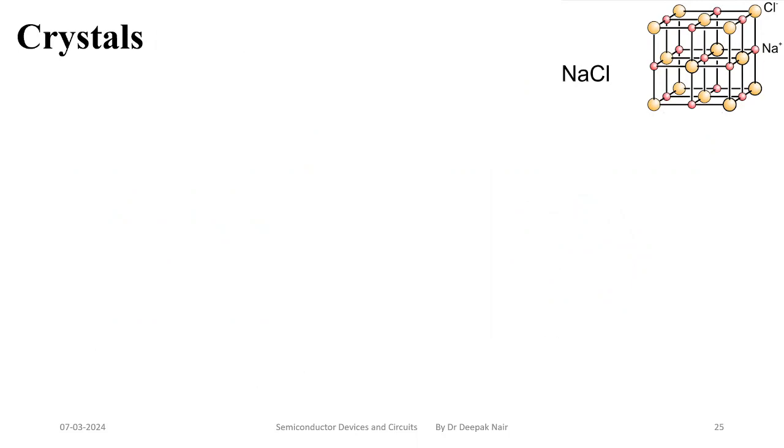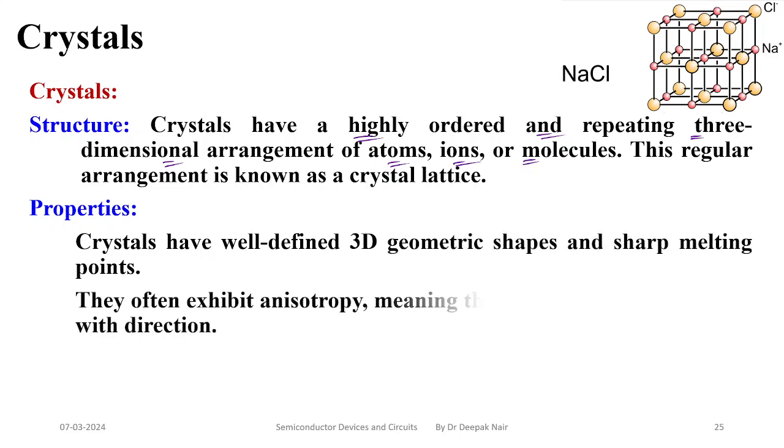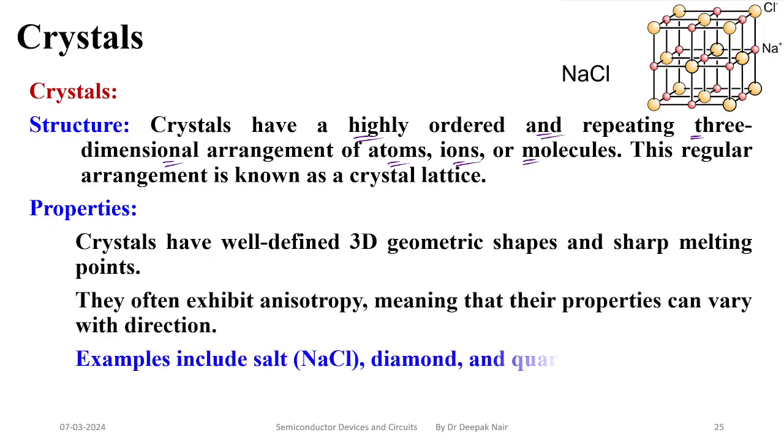Now coming to the crystals. Crystals have a highly ordered and repeating three-dimensional arrangement of atoms, ions or molecules. And we have defined that these crystals generally have very well-defined 3D geometrical shapes and a sharp melting point. Some of the examples we have discussed are salt, diamond and quartz.